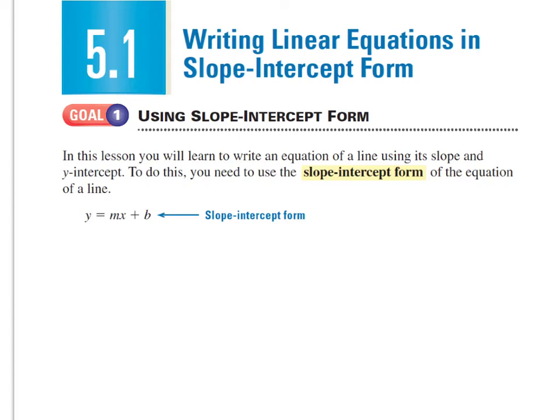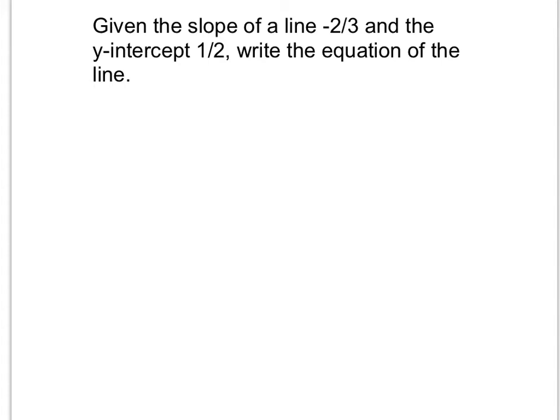In slope-intercept form, y equals mx plus b, remember, is when y is alone. It's also called function form, and when that's the case, the coefficient of x is the slope, and the constant is the y-intercept. So if we're given the slope and the y-intercept, then we can immediately just write the equation of the line. In this case, since the slope is negative 2/3, we'll write negative 2/3 x, slope's the coefficient of x, plus the y-intercept, in this case a half, and there's the equation of the line.